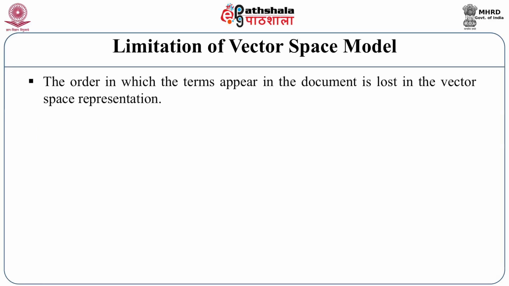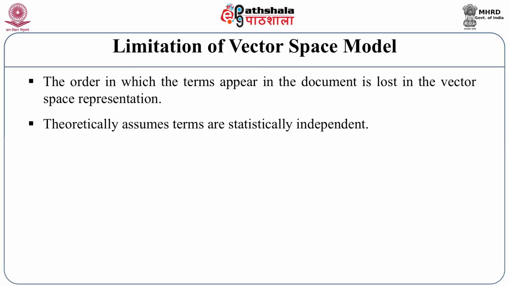The order in which the terms appear in the document is lost in the vector space representation, because the vector space model is basically a bag of words approach. Theoretically, it assumes that all the terms are statistically independent. And the next disadvantage is the weighting scheme is very intuitive, but it is not formal. It creates a problem while ranking the documents for a big corpus. So that was the end of the vector space model.